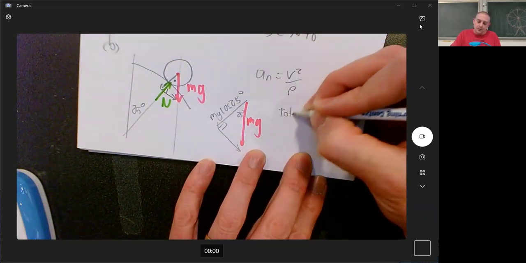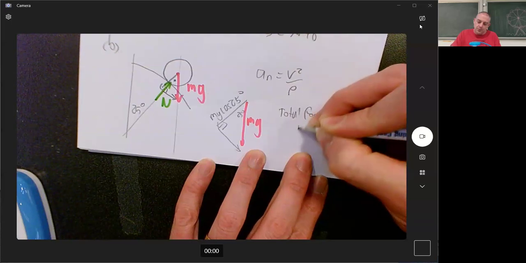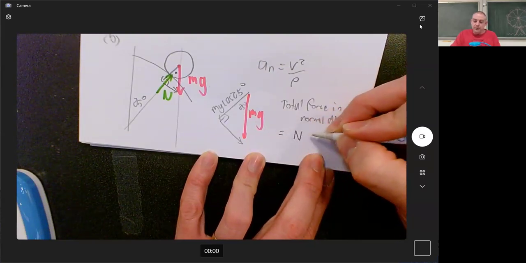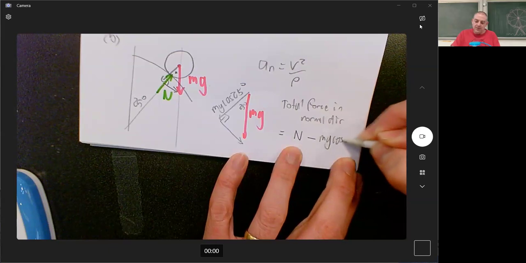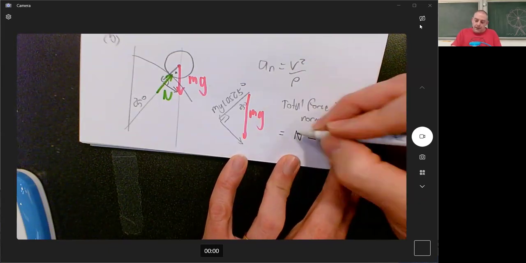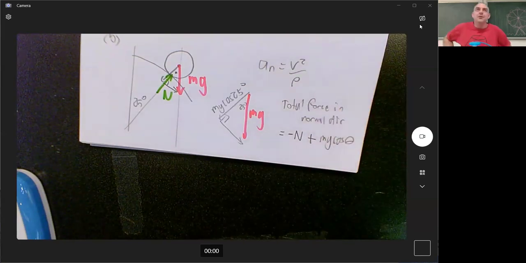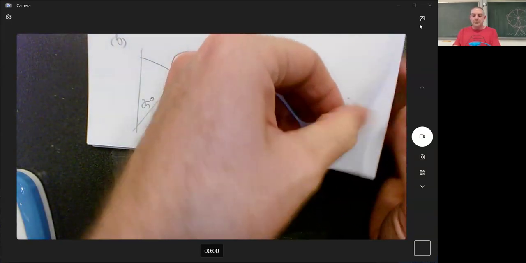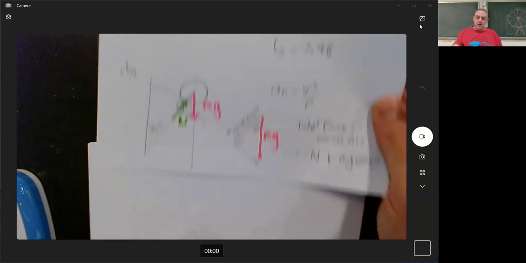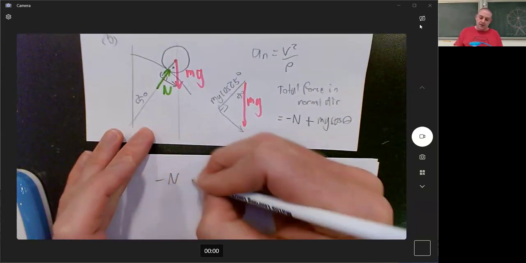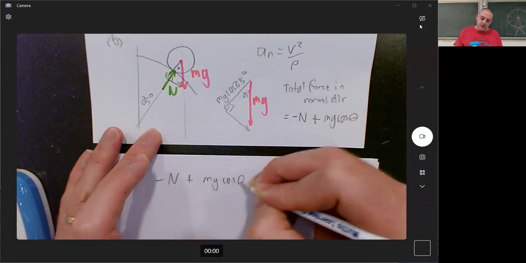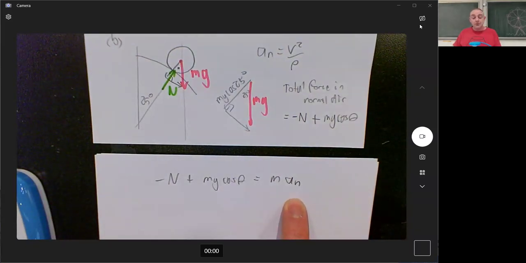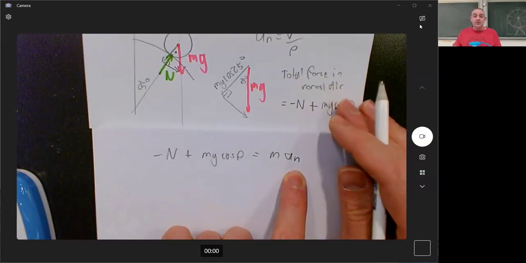So total force in the normal direction is N outwards and mg cos theta. Is outwards the traditional direction? Not that it matters because we're just going to do the magnitude. And so we have that minus N plus mg cos theta is m times the normal acceleration. And the normal acceleration is v squared on rho.